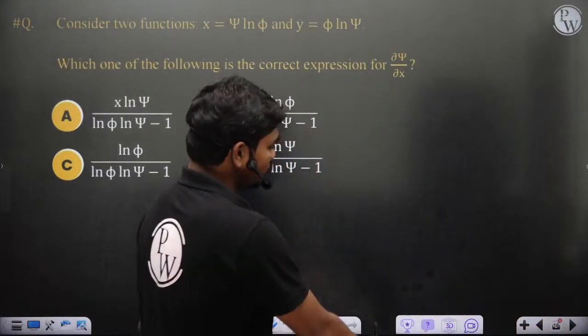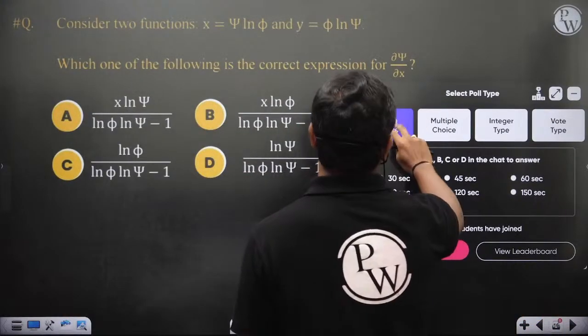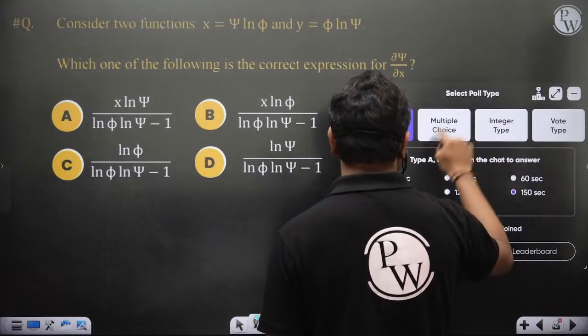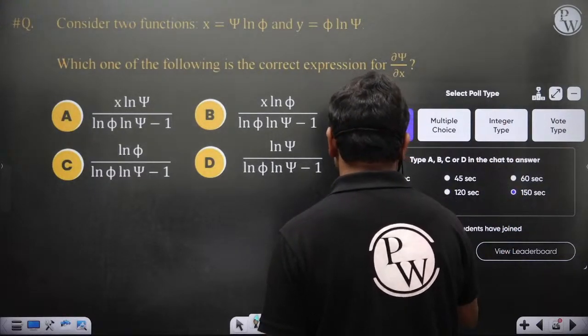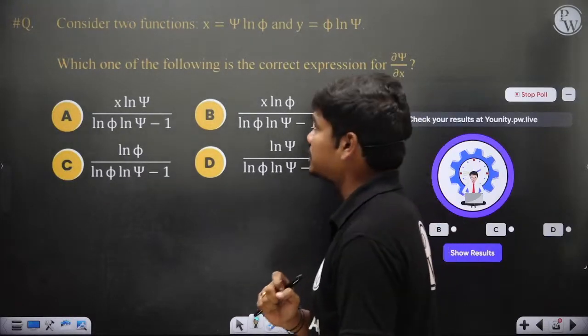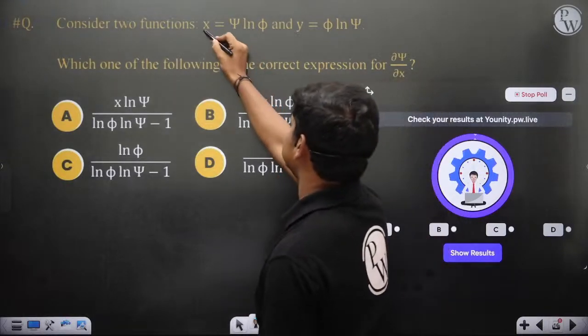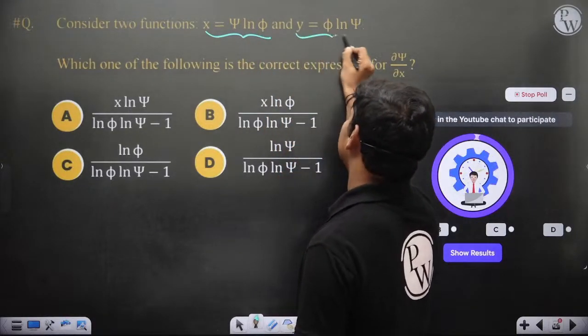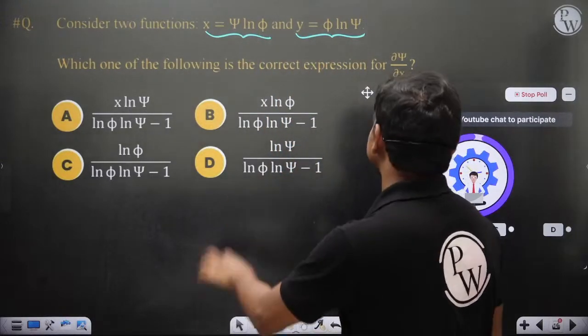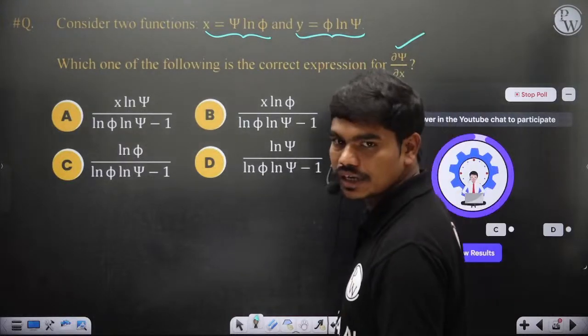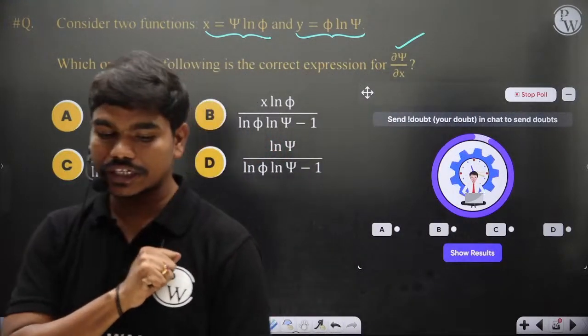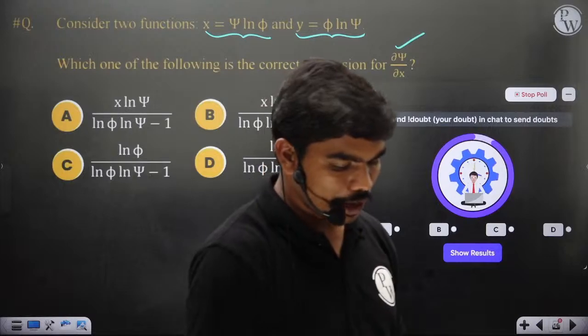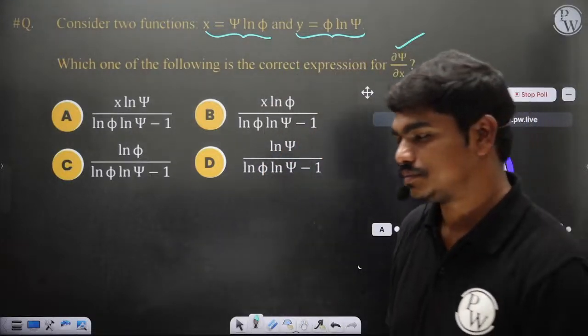This is one very good question. Again, please solve. I'll give you time. Single choice and 150 seconds I'll give you this time. Okay. So think a bit and try to get this answer. Consider two functions where x is psi ln phi and y is phi ln psi. Then which of the following is the correct expression for dou psi by dou x? Okay. Do this question. It's a really nice question. You have to think a bit to get this.